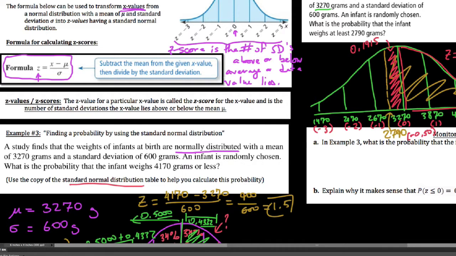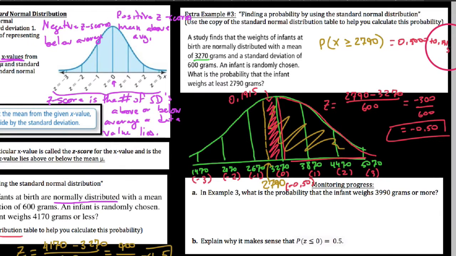So we're going to add this to 0.5, and adding these together what we get is 0.6915, or the likelihood that this happens is about 69.15%.